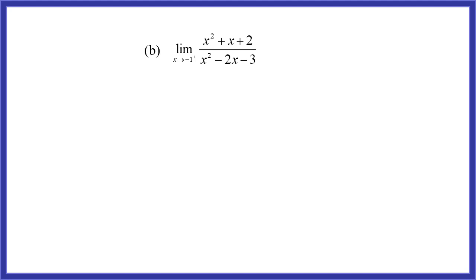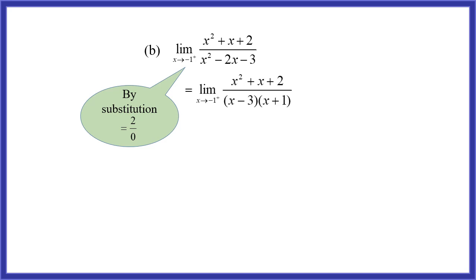Limit of (x squared + x + 2) / (x squared - 2x - 3) as x approaches negative 1 from the right side. What do we do? As usual, we directly substitute the value. So here is negative 1 squared plus negative 1 plus 2 over negative 1 squared minus 2 of negative 1 minus 3. So 1 plus 2 minus 3 is 0, and on top 1 minus 1 plus 2 is 2. So by substitution we get 2 over 0.